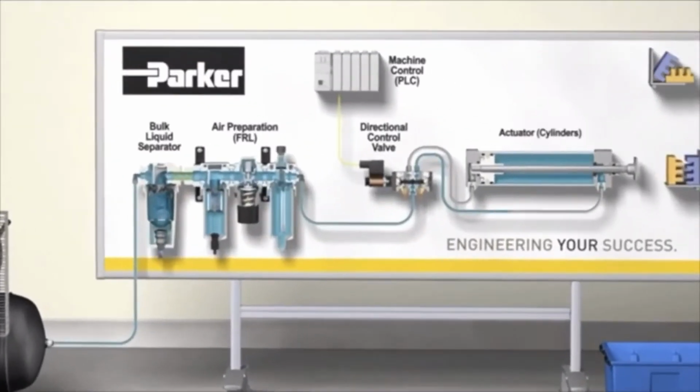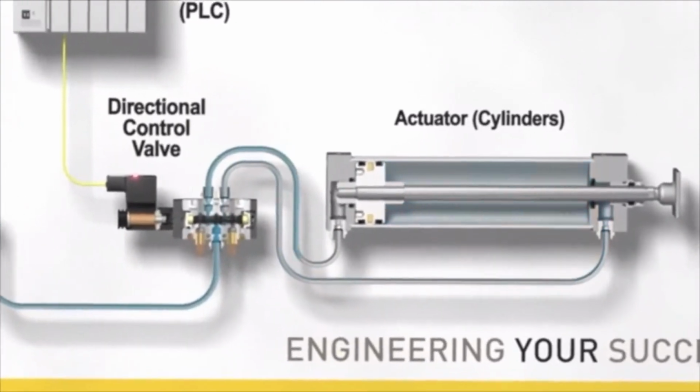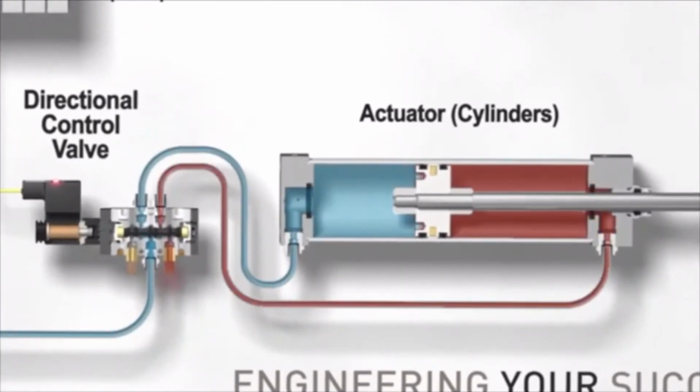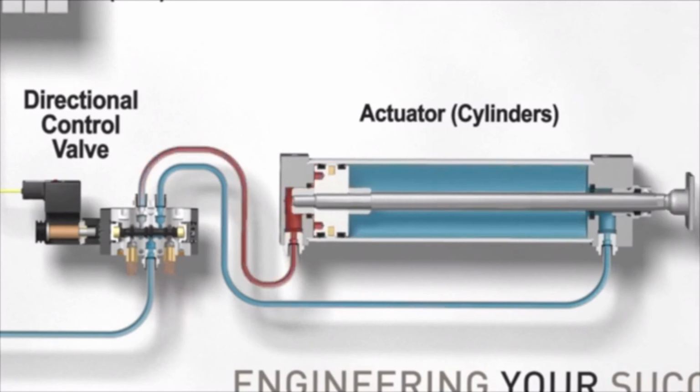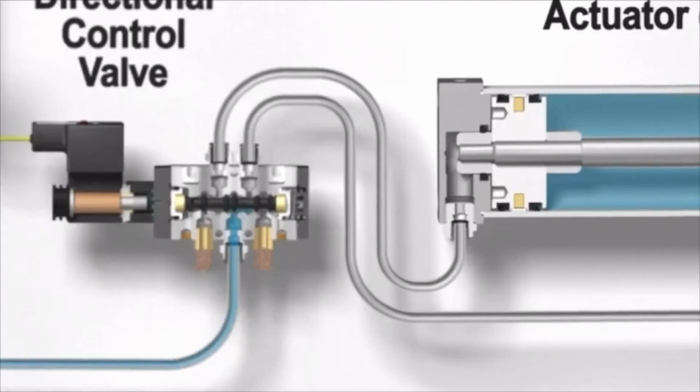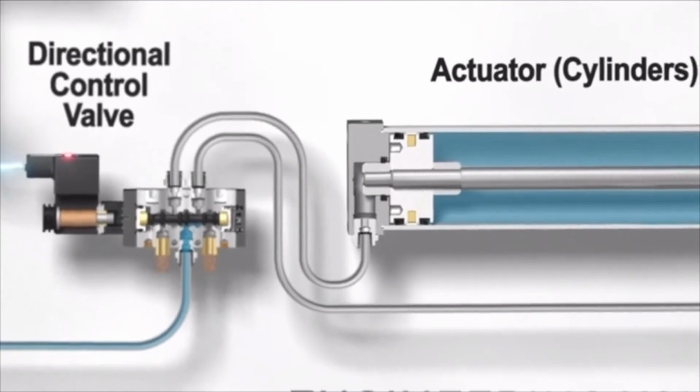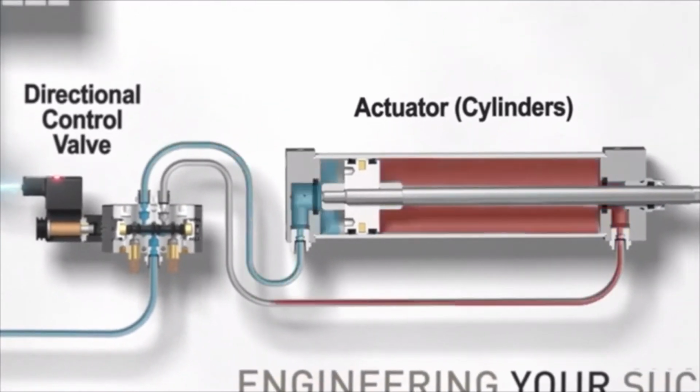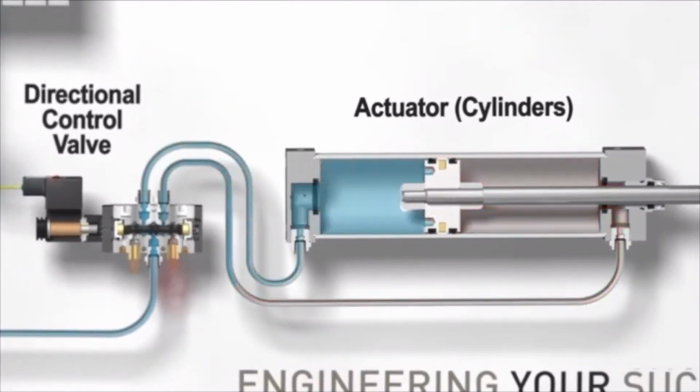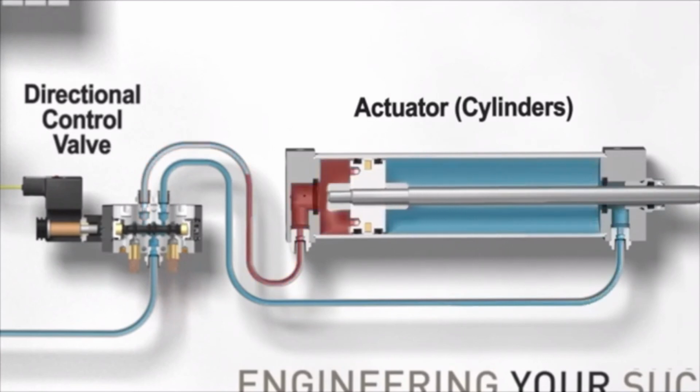This system can repeat this process as often as the PLC tells it to move things from point A to point B in one example. In this example, the PLC is telling the actuator to move this product by sending a signal to the directional control valve, which is using the clean, dry compressed energy to power the actuator.